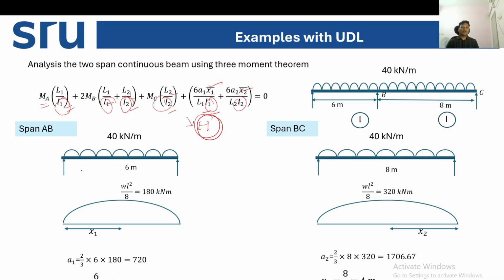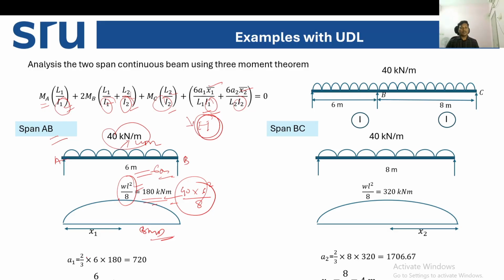Okay, so let us draw the free body diagram of each span. If you consider span AB, it is loaded with a uniformly distributed load, that is 40 kilonewton per meter. The span length is 6 meter. If you draw the free bending moment diagram, what is the maximum bending moment? WL square by 8, as we previously have also calculated. So here W is 40, L is 6, WL square by 8. If you calculate this, you will get 180 kilonewton meter.